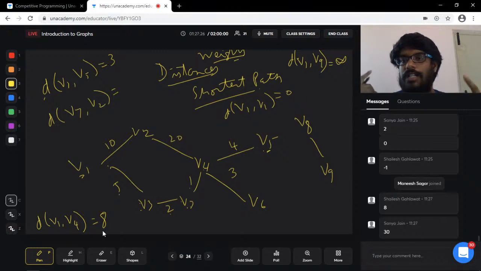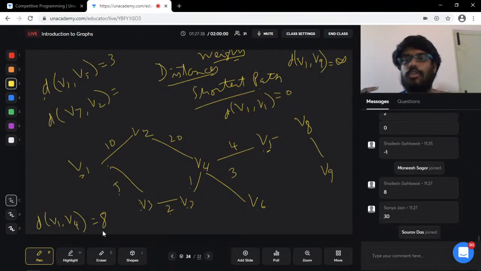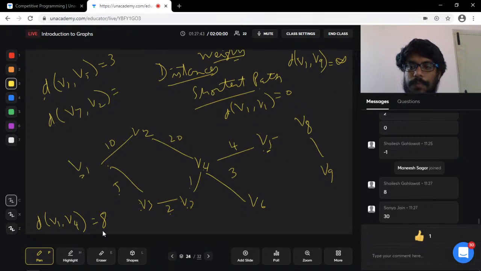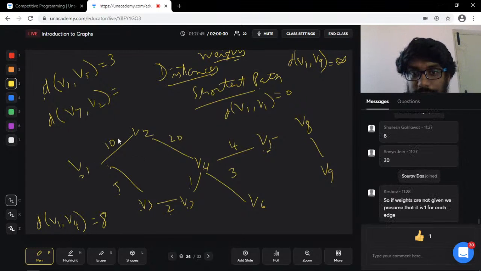So think again in terms of flights. To go from Chennai to some town in Paris, maybe it's better to make many flights which are cheaper rather than one direct flight which is super costly. So this might be a cheaper option, and that is what we are looking at here. Okay, so this is the shortest distance, and the shortest path is this and not this.